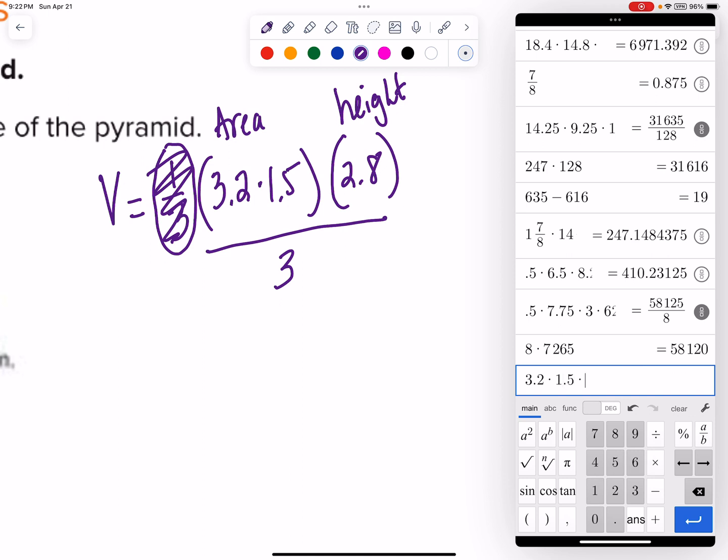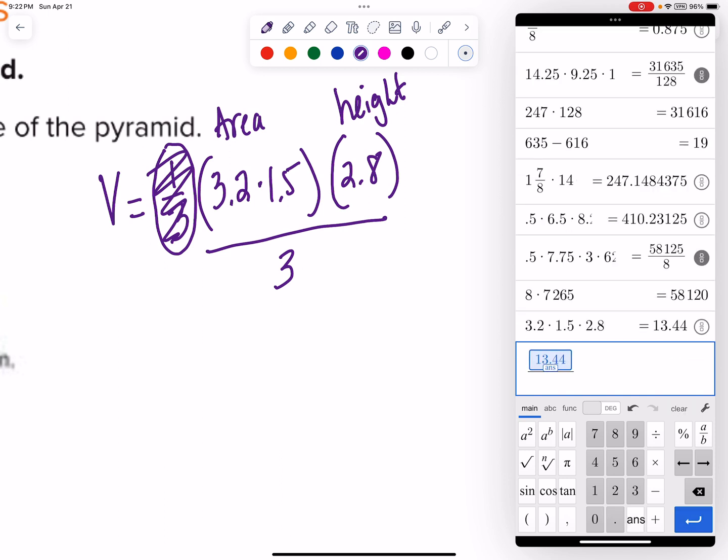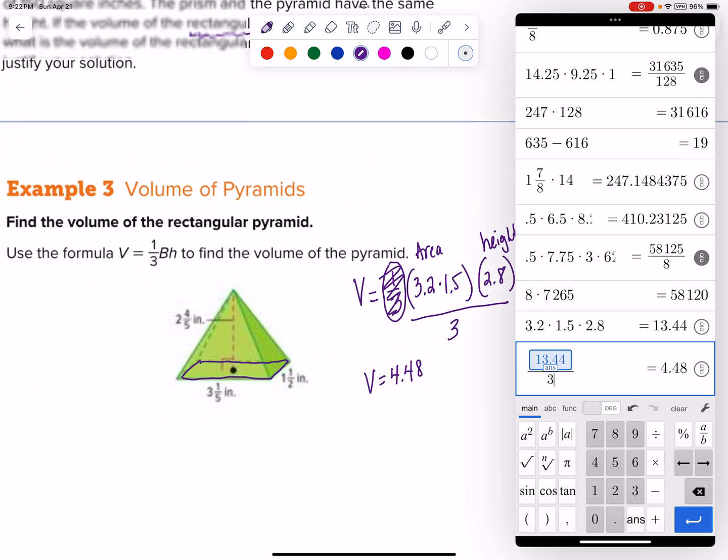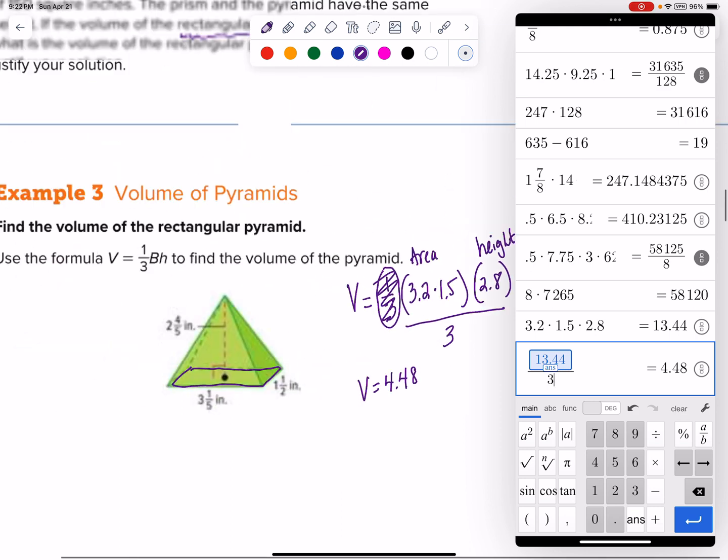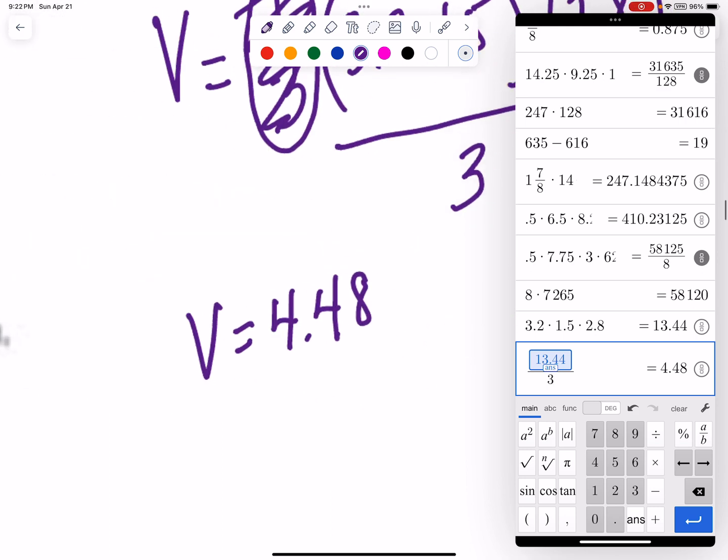We get that. We'll do times 2.8, and we get that, and we'll take the answer and divide it by 3. Okay, so we get a volume of 4.48. Let's see where we're supposed to round to. It does not say, so we'll leave it at what it is, and it is in inches cubed.